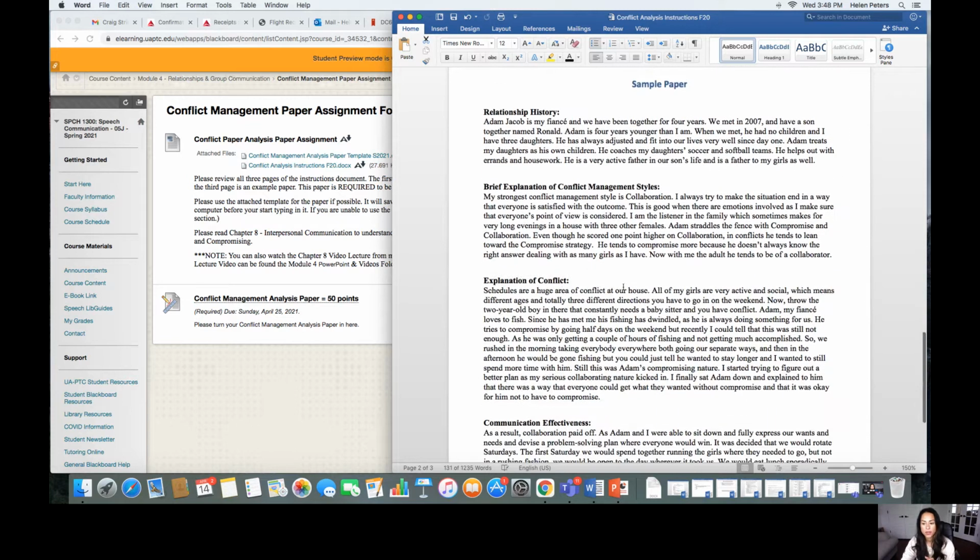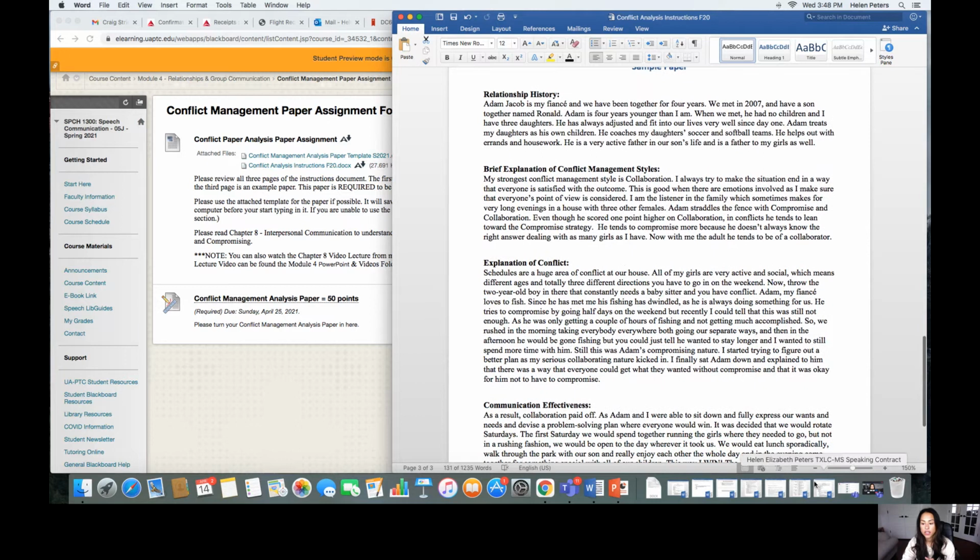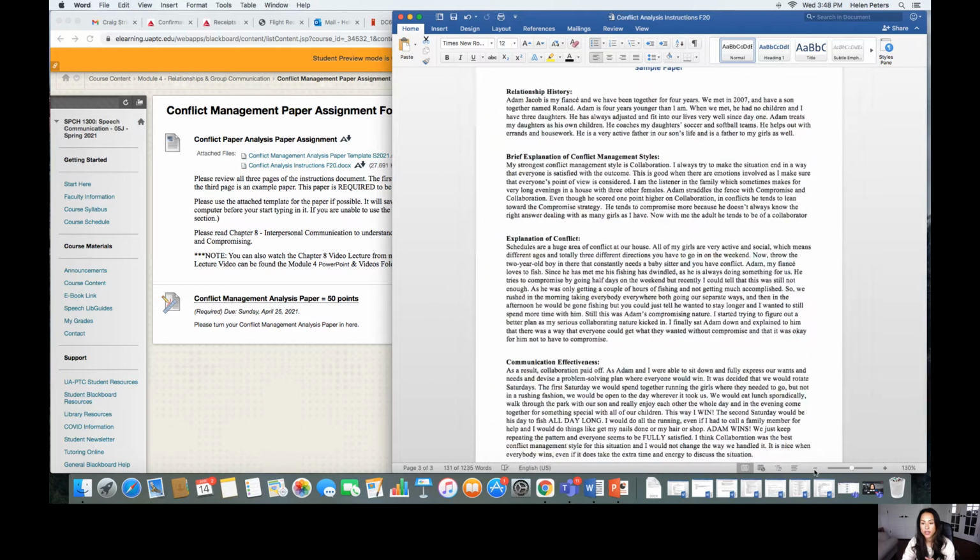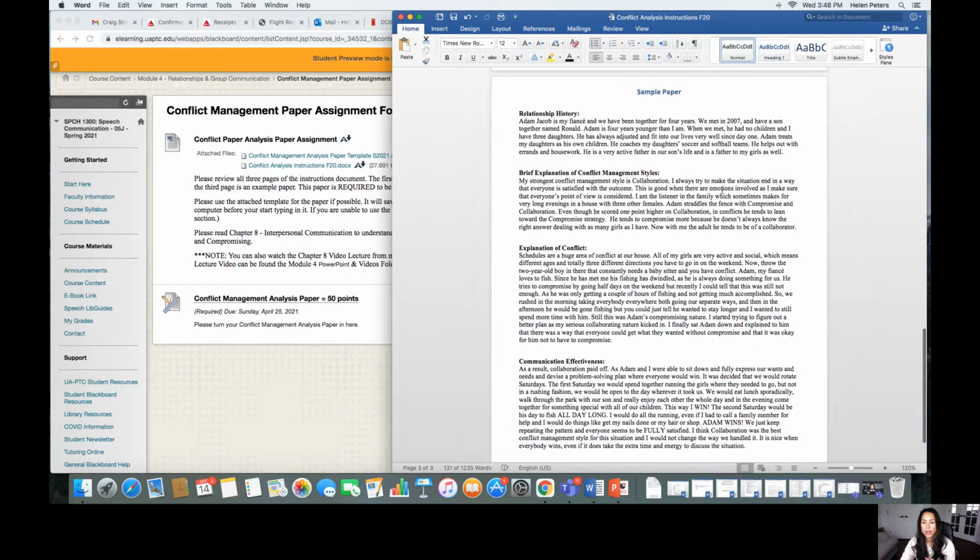But here's a sample paper. So this is what it should look like, right? So kind of push that back a little bit so you can see. While it shouldn't say sample paper at the top, it should actually just say the name of the conflict management analysis paper. You can see how they wrote this. So there is a double space between each section. That's okay. But you just want to make sure that each section is single spaced, if that makes sense. But you see how they labeled each section. They have relationship history, brief explanation of conflict management styles, explanation of conflict, communication effectiveness.